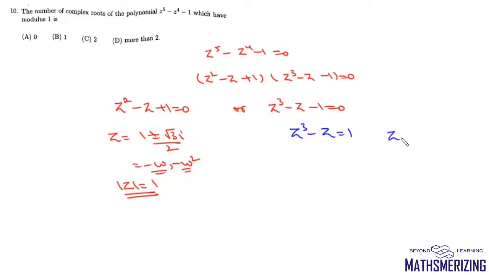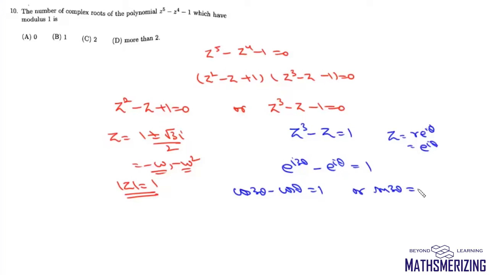So let the root be r into e to the power iota theta, and r is 1, so we'll write this as e to the power iota theta. So it will be e to the power iota 3 theta minus e to the power iota theta, and it is equal to 1. Now from here we can write cos 3 theta minus cos theta equals 1, sin 3 theta minus sin theta equals 0. Now sin c minus sin d is 2 sin (c minus d) upon 2, so it will be 2 sin theta and cos (c plus d) upon 2, so it will be cos 2 theta equals 0. So either theta is n pi or theta is (2n plus 1) into pi by 4.